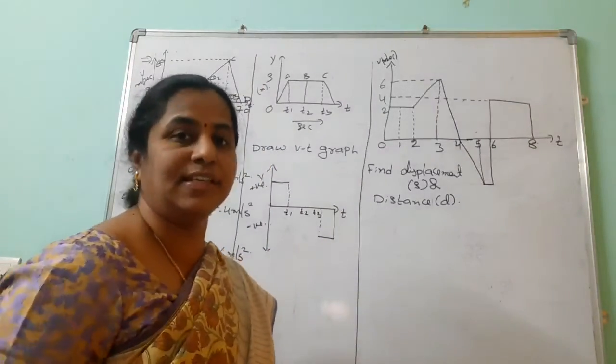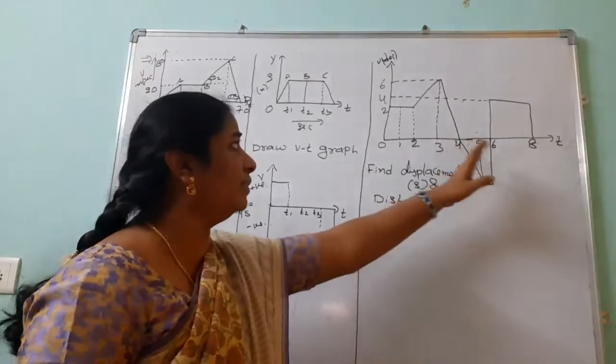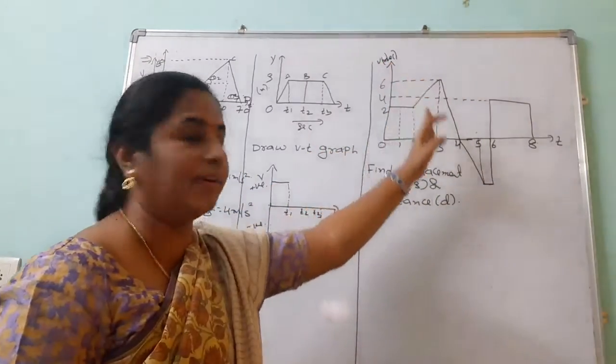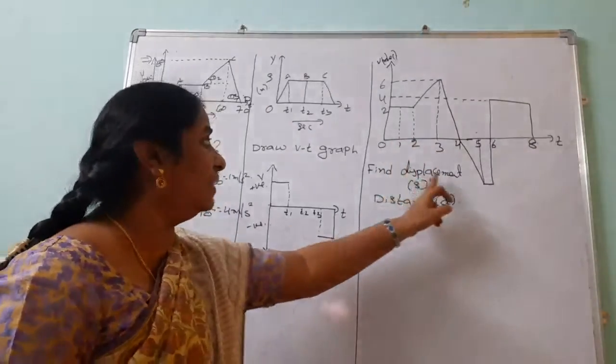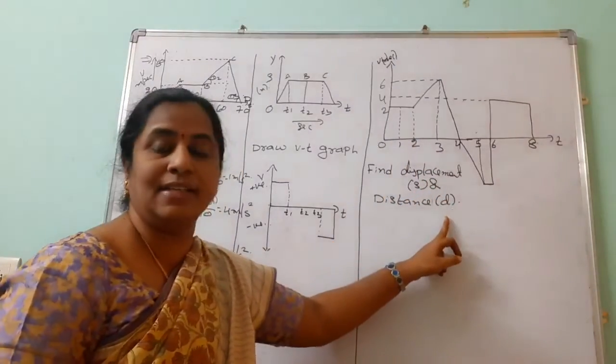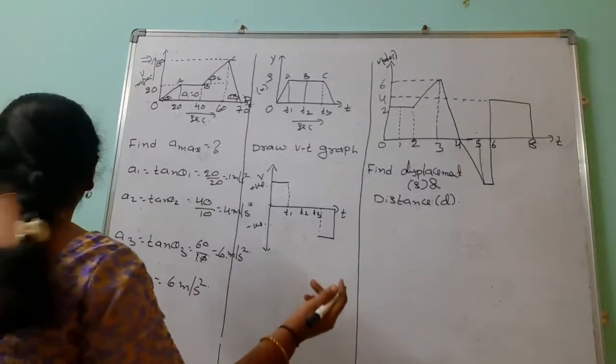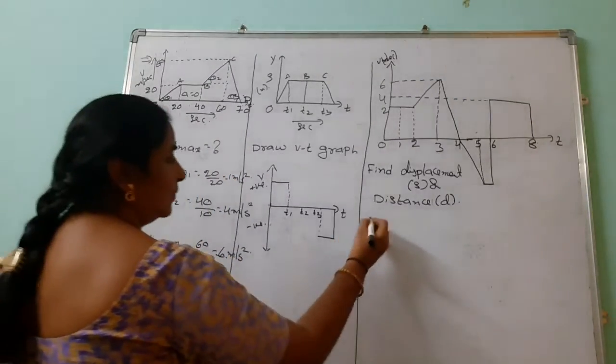And one more graph is here. In this graph also, they have given time on the x-axis, velocity on the y-axis. In this case, find the displacement and distance. How to find out the distance? First we can go through the distance.